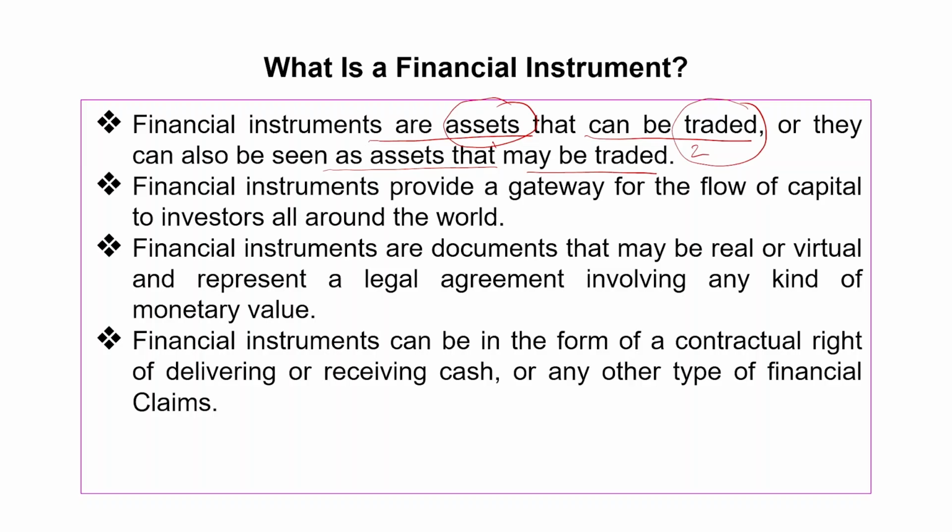Financial instruments provide a gateway for the flow of capital to investors all around the world. The basic thing reflected behind this is that it is a gateway, the entry point. If you buy the securities, this security is helpful to enhance value, and it is helpful to establish the flow of capital in the market. Investors invest their money, their hard savings, in the market with the intention to earn more money. So, all around the world, this is the main feature behind investment. The flow of capital is the main reason behind investment.